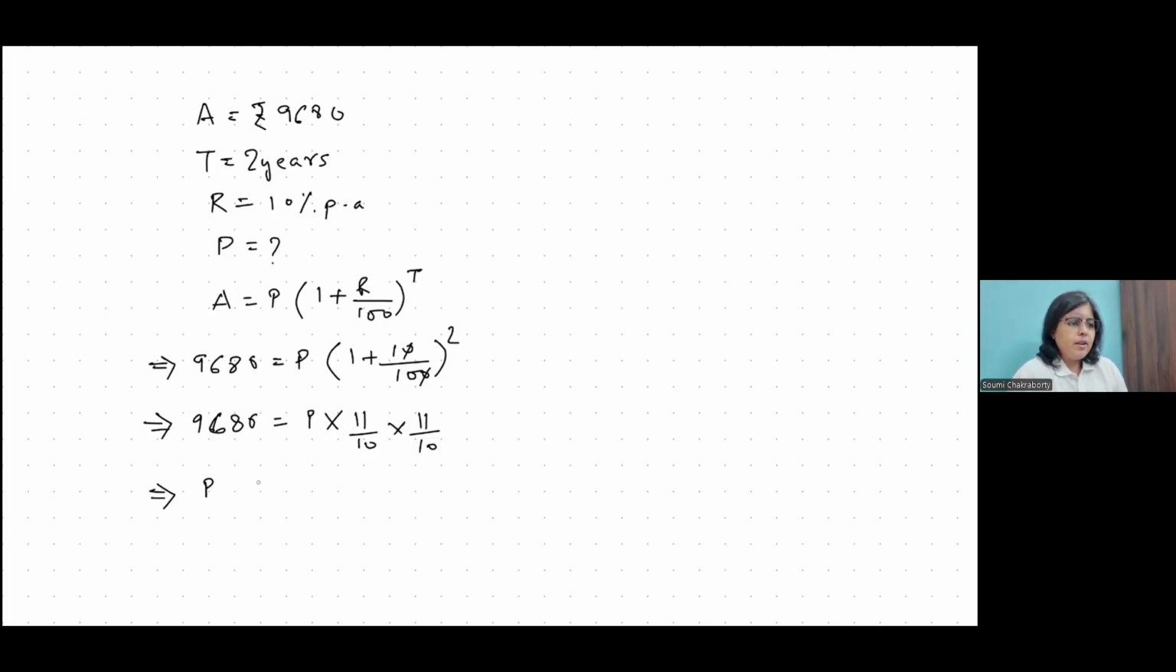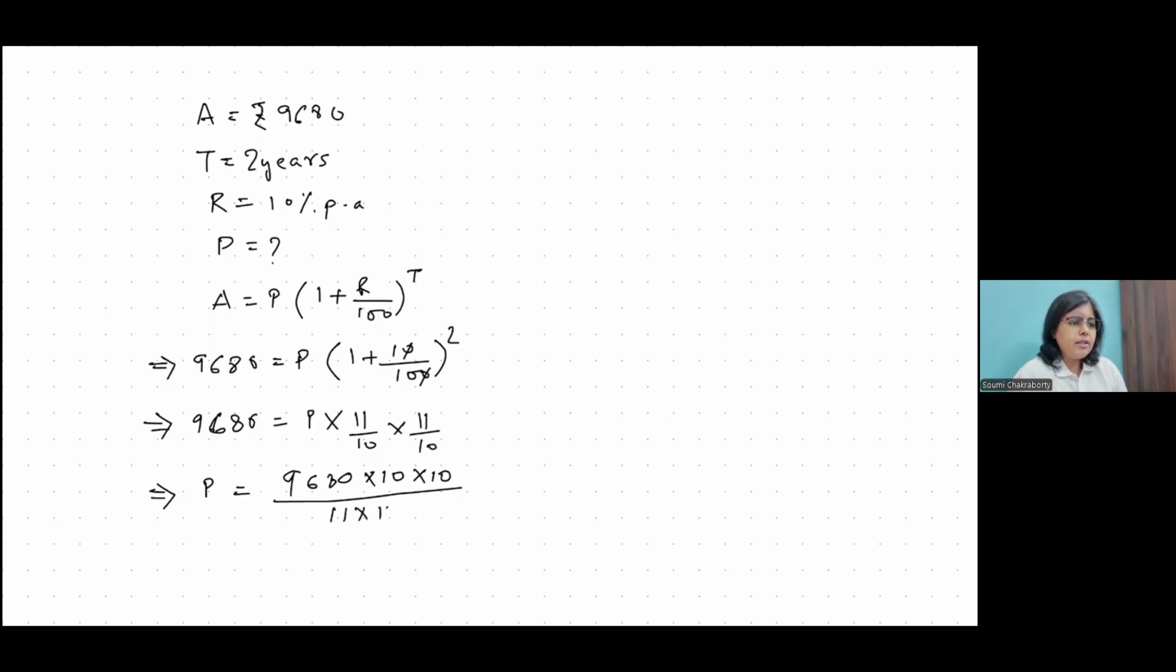So if this is in the division, 2 tens are there in the denominator. Obviously, if it goes to the right hand side, it will be multiplied. So 9680 multiplied by 10 multiplied by another 10, since in the denominator there are 2 tens, and in the numerator there are 2 elevens. Obviously, when it goes to the other side, it will get divided. So 11 multiplied by 11.